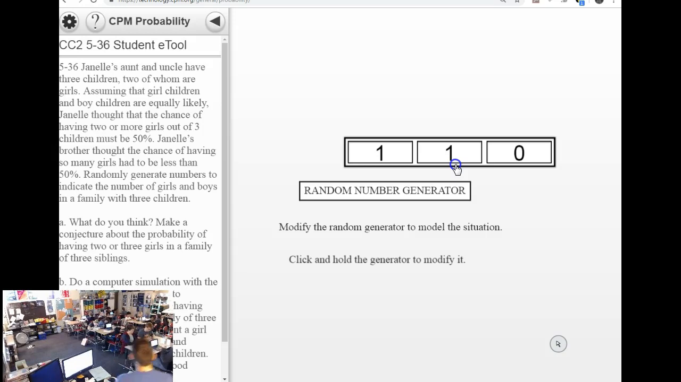So you want to go through, do this at least 10 times. I mean, you've broken it somehow. So my first one was a yes. And you should be doing this on your computer so you get other results. My next one, I got all boys. So that's a no. Right, I don't have at least 2 girls.